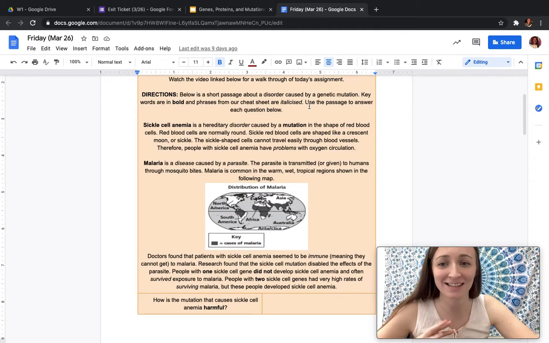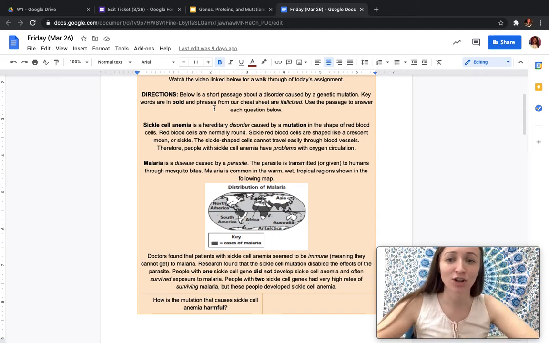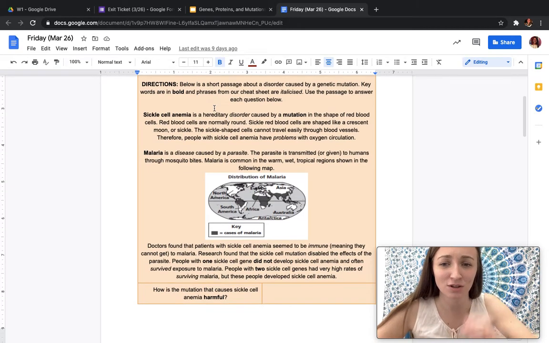So, like it says, the keywords are in bold and phrases from your cheat sheet are italicized. So, words you definitely want to look out for are bolded, and then words that are going to help you figure out what type of mutation the paragraphs are talking about are italicized. So, let's actually read this, see what we're talking about here.